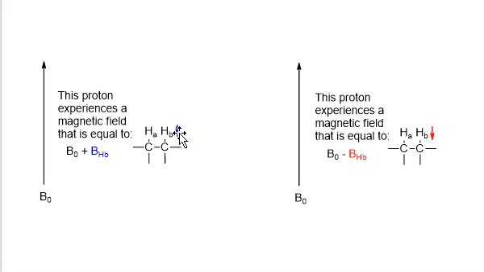Like HB here, this one is spinning in a way that gives a little tiny bit of a boost to the applied magnetic field. In this case, the proton is anti-parallel, and so it subtracts a little tiny bit from the applied magnetic field. And so that changes what HA actually experiences. Here it experiences a little bit less of a field. Here it experiences a little bit more, and that changes how much energy is required to spin flip HA.